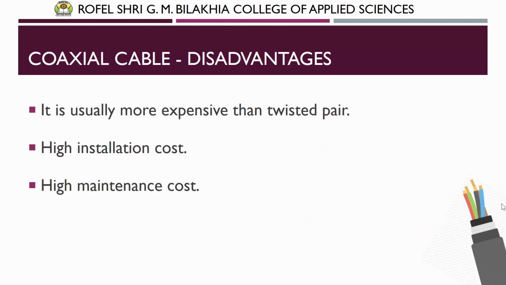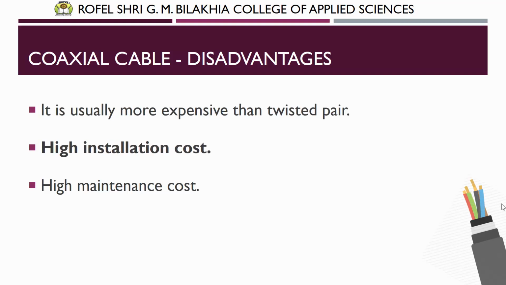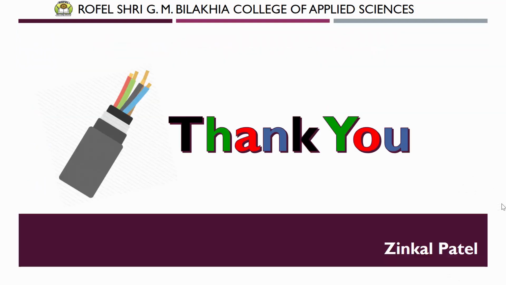Now let me explain the disadvantages of coaxial cable. First, it is usually more expensive than twisted pair cable, right? High installation cost, कॉस्टली है, एंड मेंटेनेंस कॉस्ट भी ज़्यादा है. हम इजीली सेटअप नहीं कर सकते, इजीली यूज़ नहीं कर सकते, ठीक है? सो हियर टुडे आई एक्सप्लेन द डिसएडवांटेज ऑफ कोएक्सियल केबल.